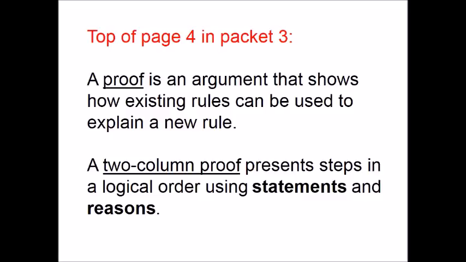In a proof, we state existing rules in a logical order to explain why a new rule is true. The columns of a two-column proof represent the statements in our argument and their reasons.